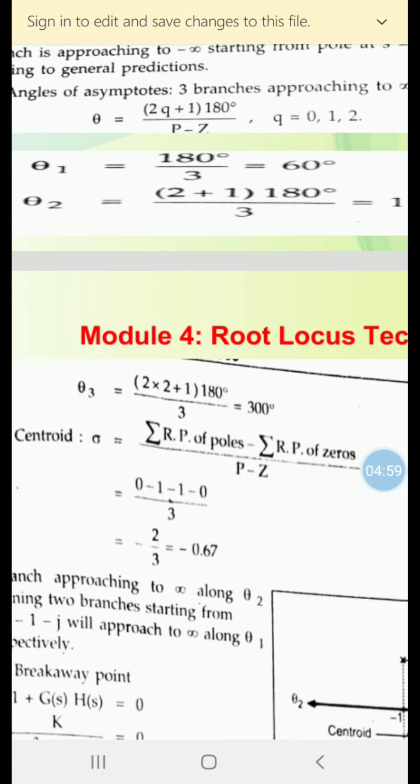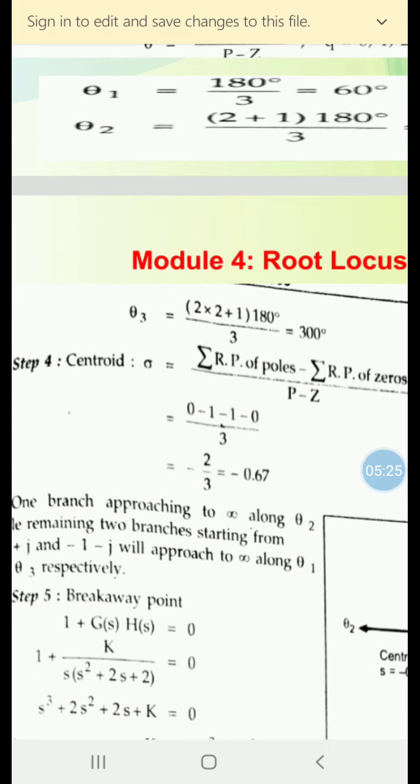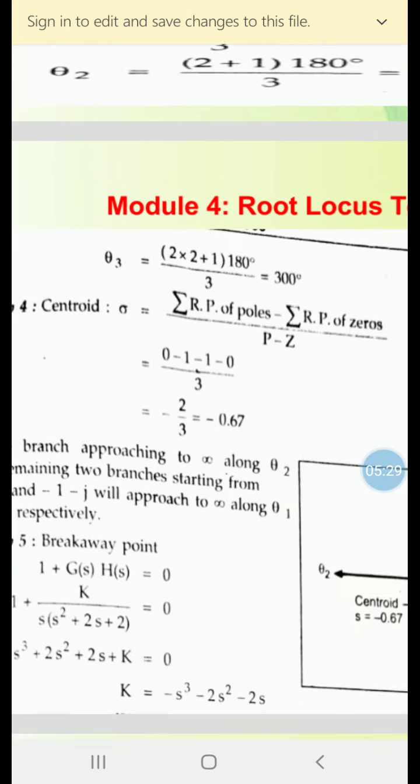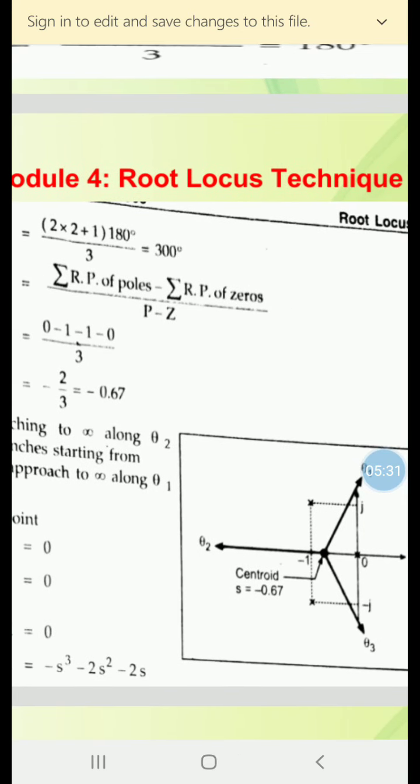So which is equal to the summation of real parts of poles minus the summation of real parts of zeros, divided by the number of poles minus zeros. The summation of real parts of poles is 0, minus 1, minus 1. As there are no zeros, the summation of real parts of zeros is 0. So it is (0 minus 1 minus 1 minus 0) by 3, which is minus 2 by 3, which is minus 0.67.